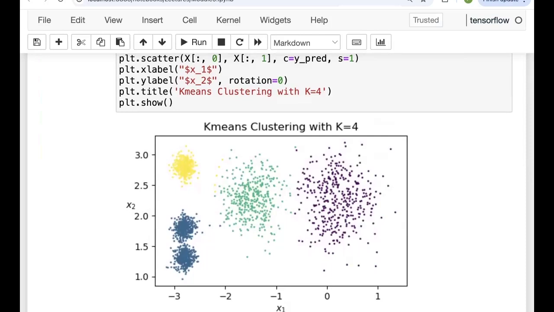And you can see that in this case, we know the loss function for K-means clustering, how to implement it using scikit-learn, and how to find the optimal number of clusters.